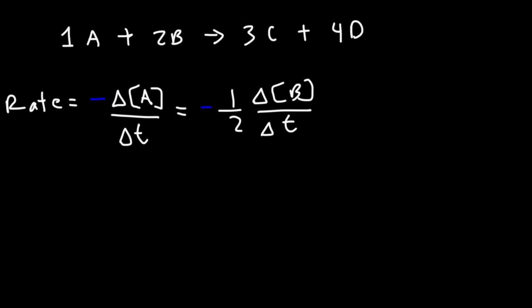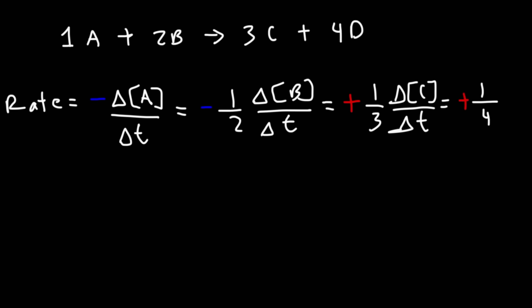Now with respect to C, the rate of the chemical reaction is going to equal, this time it's going to be positive since we're dealing with a product. The product increases in concentration. The coefficient is a 3. So instead of 1/2, it's going to be 1/3 times the change in the concentration of C divided by the change in time. Now for D, it's also a product, so it's going to be plus, and then it's going to be 1/4 the change in the concentration of D divided by the change in time.